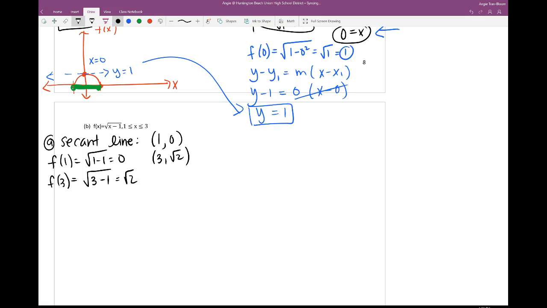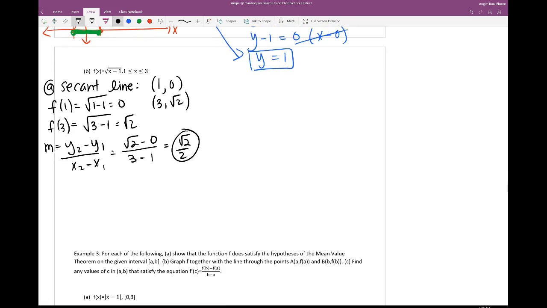I have 2 points, I can definitely find the slope. Slope is y2 minus y1 all over x2 minus x1. y2 is radical 2 minus 0 over 3 minus 1. I'm going on, my brain is kind of going ahead of me. So, all right, so this is rad 2 over 2. So this is my slope.